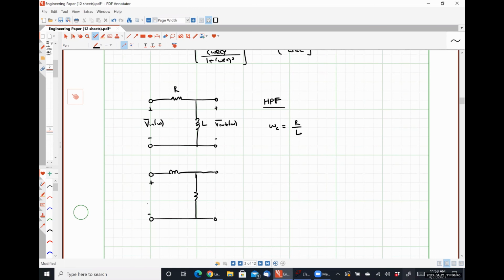This guy is a low pass filter with a corner frequency of omega C is equal to R over L. And I'm going to give you guys a homework problem making you derive the phase response and the magnitude response. But it should be very, very straightforward.